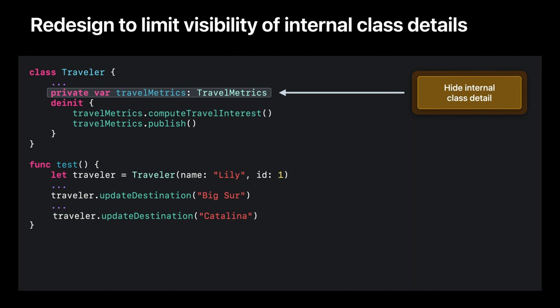Redesigning class API by limiting the visibility of internal class details can prevent object lifetime bugs. Here, travel metrics is marked private, hiding it from external access. The deinitializer now computes the most interesting travel category and publishes the metrics. This works, but a more principled approach is to get rid of the deinitializer side effects altogether.